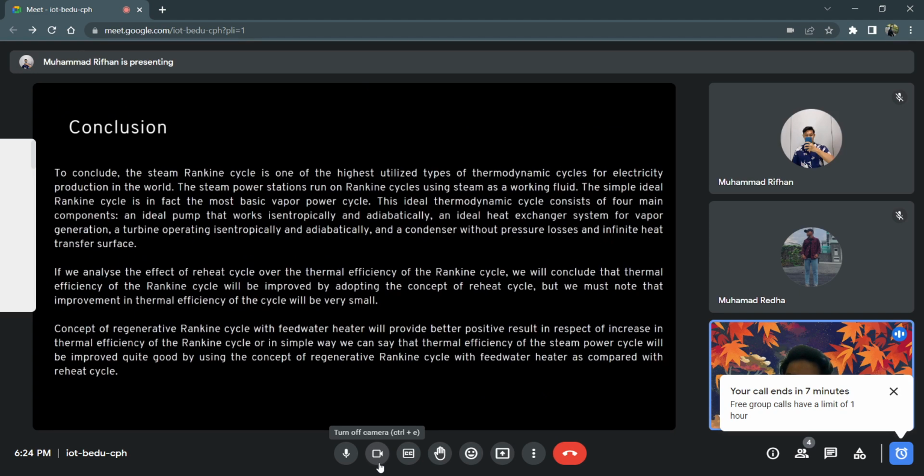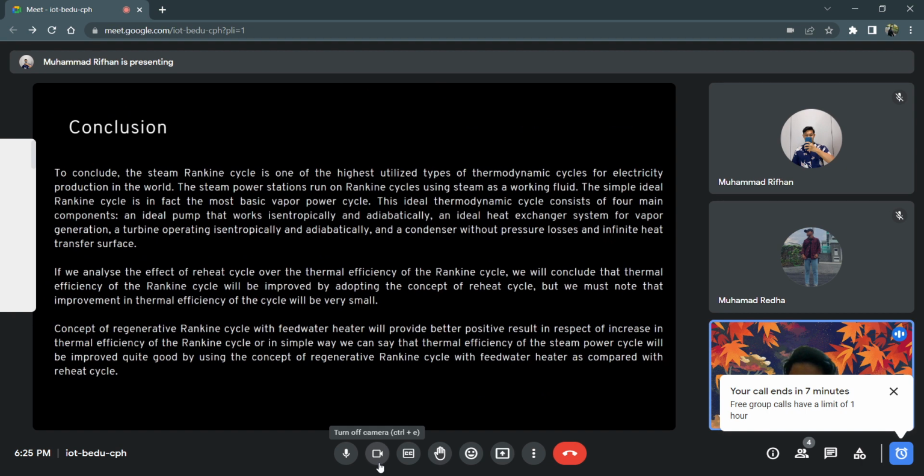And if we analyze the effect of the reheat cycle over the thermal efficiency of the Rankine cycle, we will conclude that the thermal efficiency of the Rankine cycle will be improved by adopting the concept of the reheat cycle. But we must note that the improvement in thermal efficiency of the cycle will be very small.